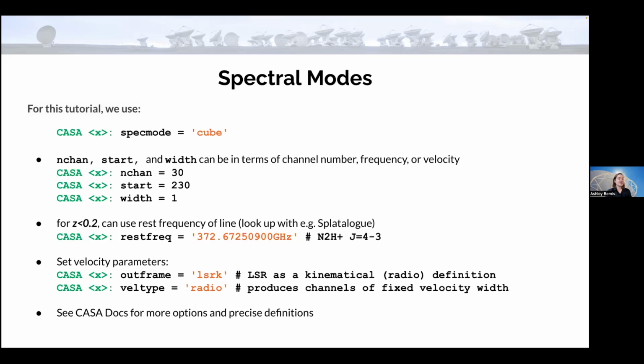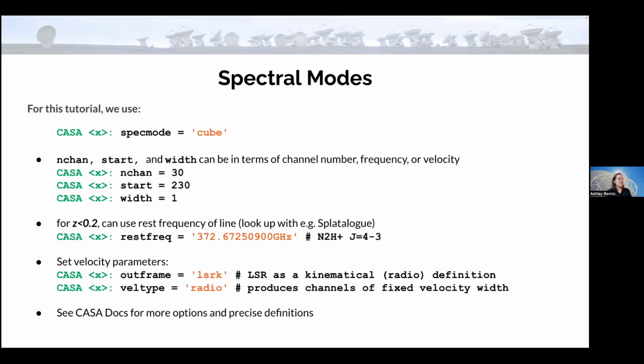But yeah, it really depends on what you would like to see with your data, what you put in for the rest frequency here. And finally, I'm setting velocity parameters. So I've set our outframe to LSRK. So this sets the LSR's kinematical radio definition, and I've selected veltype equals radio. So radio is recommended, but there are a number of options. So please see the CASA docs if you would like to see what these other options are for both veltype and outframe and their precise definitions.